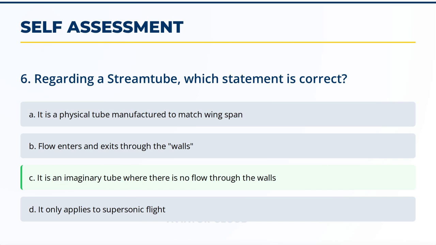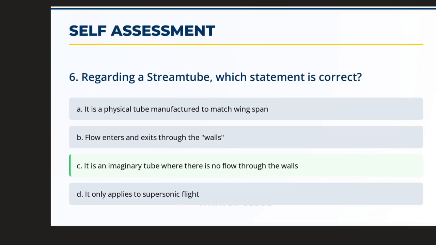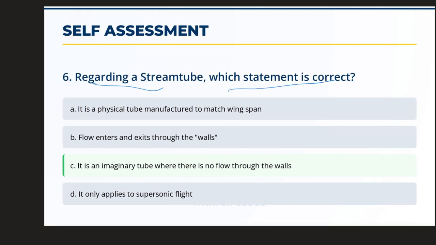Next, regarding a stream tube, which statement is correct? It is an imaginary tube where there is no flow through the walls. This is a property, this is a condition, okay? You have to remember this. There is no flow through the walls. We already discussed this.